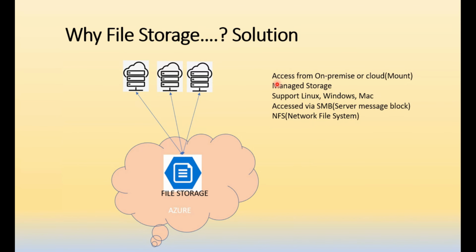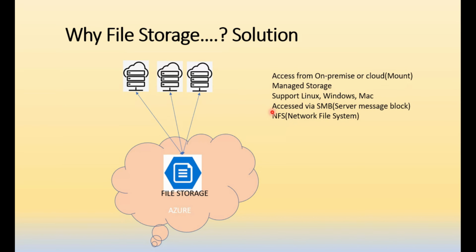And access for on-premise or cloud. So how do we access this data? We can access this data using on-premise systems, maybe any kind of operating system, and basically we need to mount it. Once we mount this storage to our local machine or local server or any other server, it establishes the connection, and then you can read or write files. And it supports Linux, Windows, and macOS, which is sufficient.